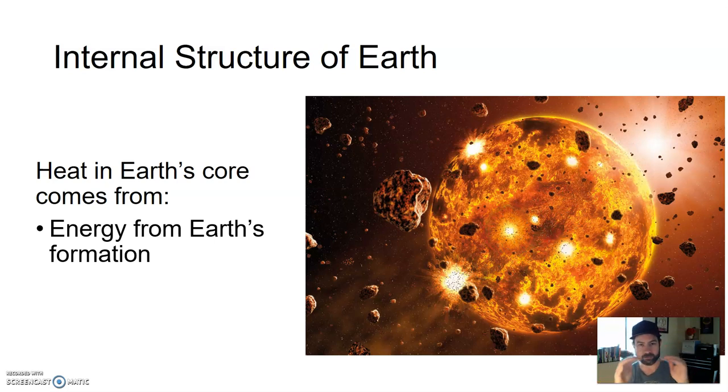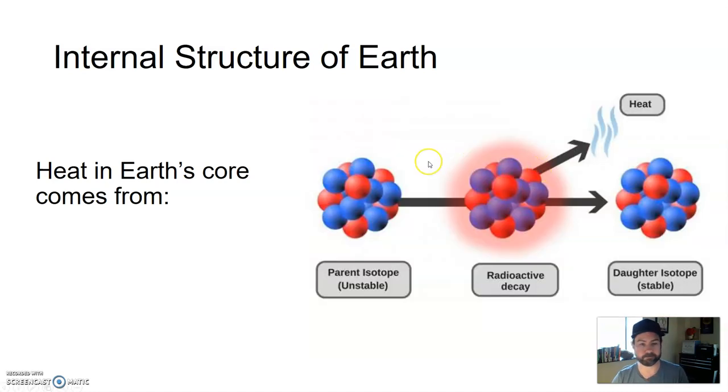Then the outer stuff cooled, so the crust cooled down, but the inner core, the inside of the Earth, remained hot. So even 4.54 billion years after the Earth formed, some of that original energy, in the form of heat from Earth's formation, is still trapped. So one reason the center of the Earth is so hot is leftover energy, leftover heat.